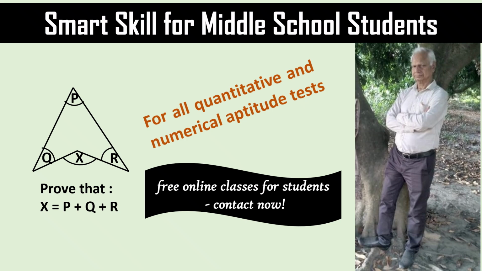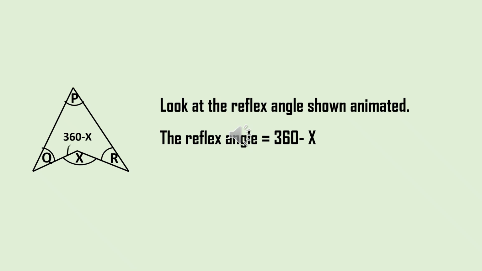So let us see how to prove angle x is equal to the sum of the angles P and Q and R. So, the quadrilateral, we have to prove x equal to P plus Q plus R. Look at the reflex angle. You can see the animation, that is a reflex angle. Why reflex angle? Because it is more than 180 degrees. So the reflex angle, which is the interior angle, x is the exterior angle.